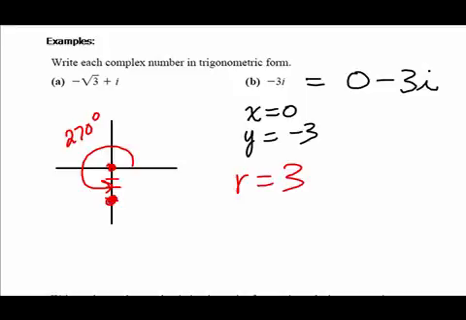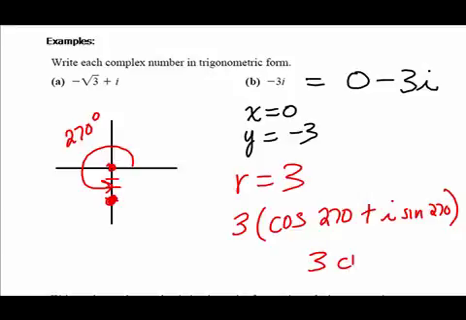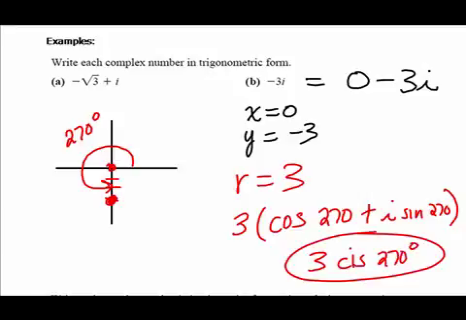So you can right away write the polar form: 3 cis, cosine 270 plus i sine 270, which you could write as 3 cis 270. You may also be asked to write your answer using radians, so over here you can write it as 3 cis 3 pi over 2.